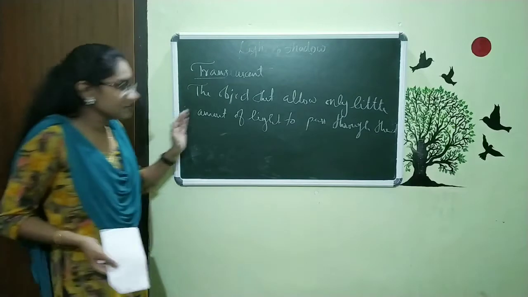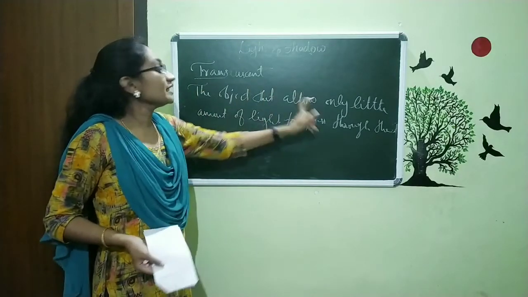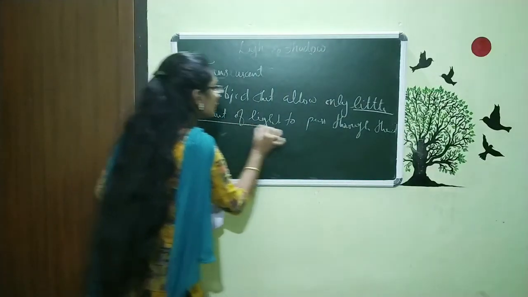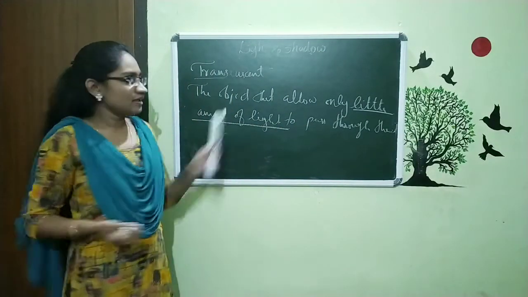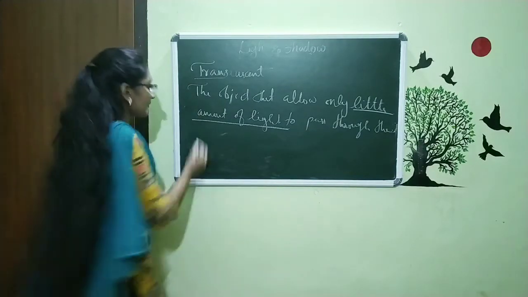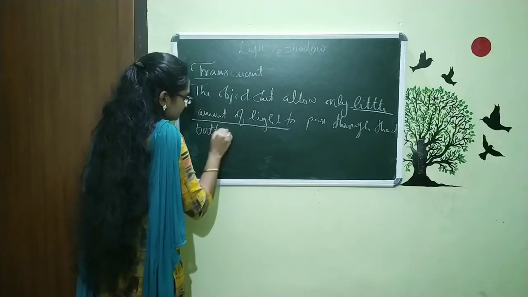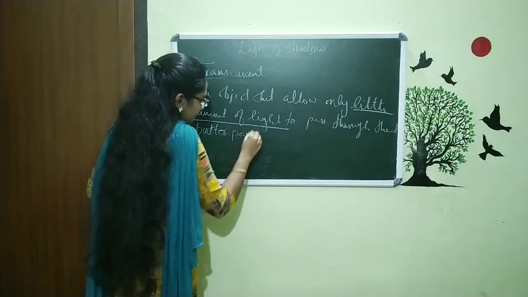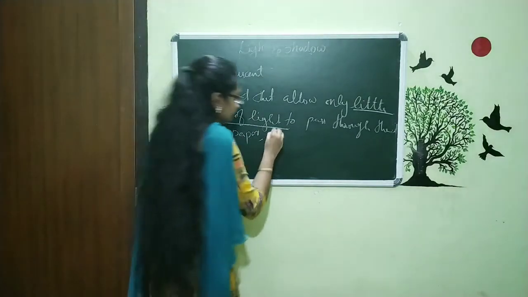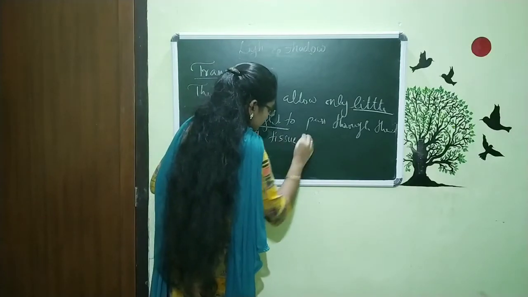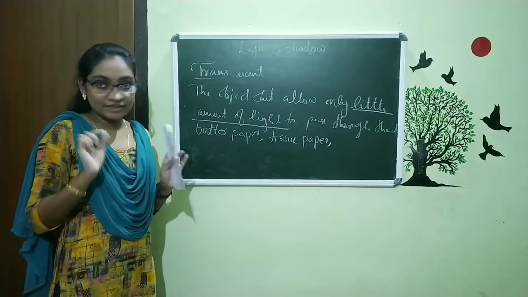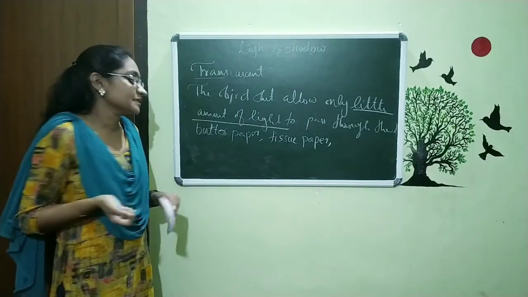So it is also very simple. The object that allow only little amount of light. This is the point here. Only little amount of light to pass through the material. And that is what translucent material. And which are the examples? One is our butter paper. Which is the another example? Tissue paper. This tissue paper is very fine, and so we are categorizing it as translucent material.